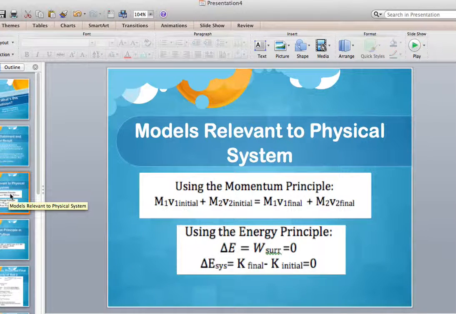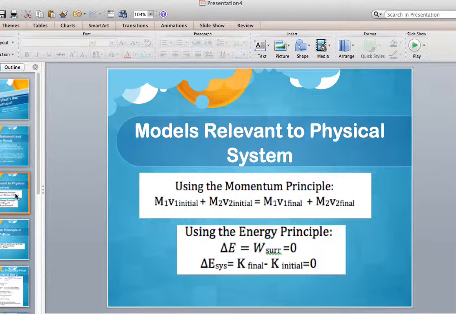So the main physics ideas pertaining to this system, which consists of the two pool balls, were the momentum principle as well as the energy principle, where delta E, or the change in energy of the system, is equal to the work done by the surroundings. Here the work done by the surroundings is zero because no external forces were applied on the two balls after the initial ball was let loose.